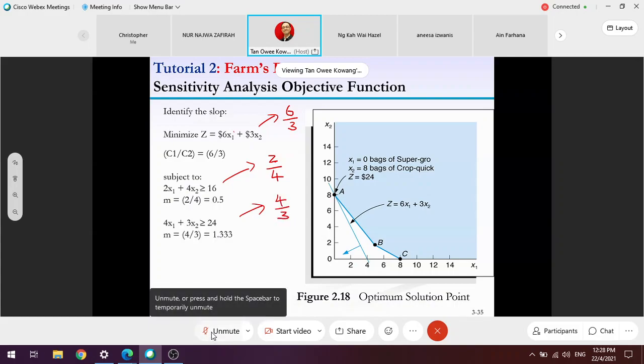In test or final, if you use this method, it's fine for me also. No problem. If you can use this method, then it's okay. No problem. All right? Bear in mind, don't simplify.